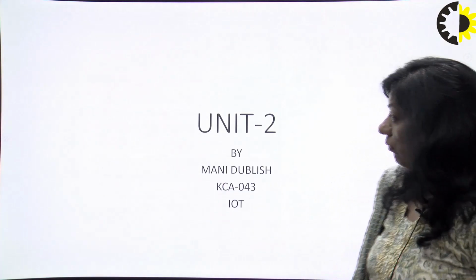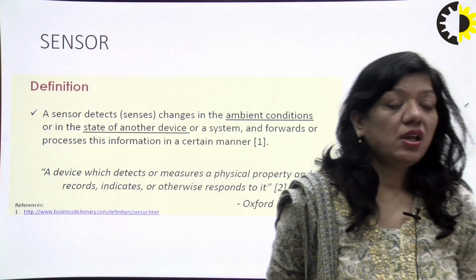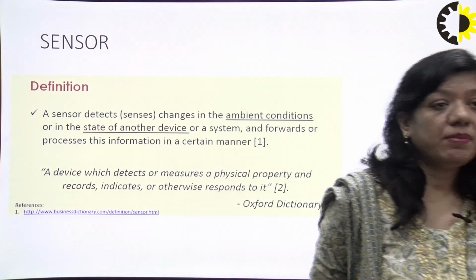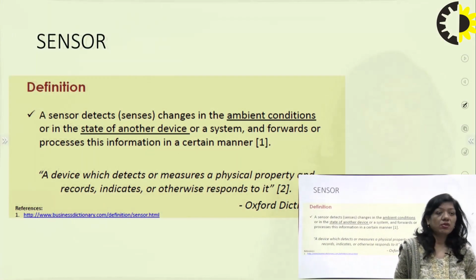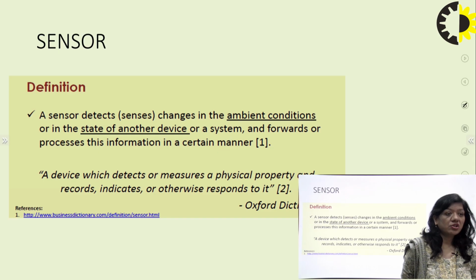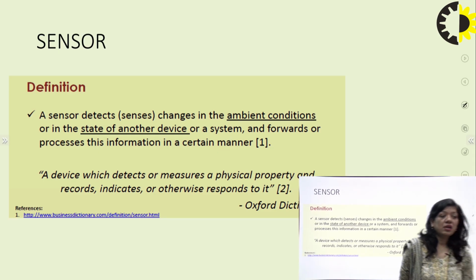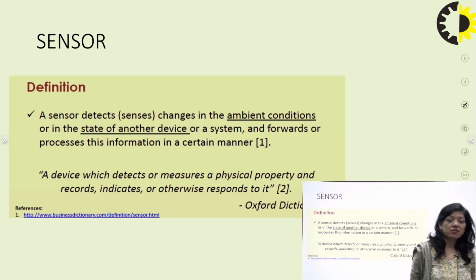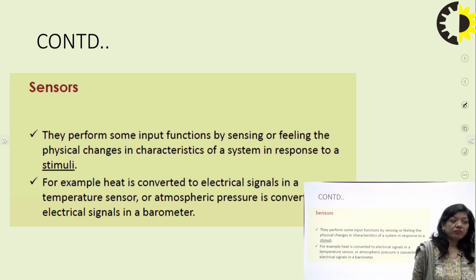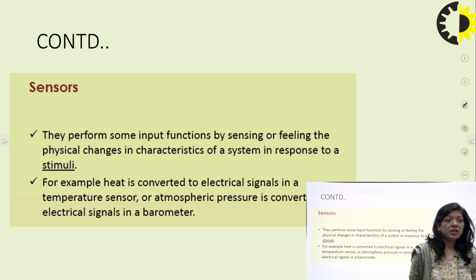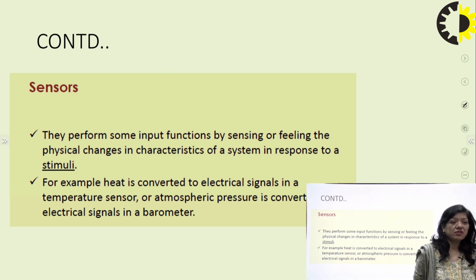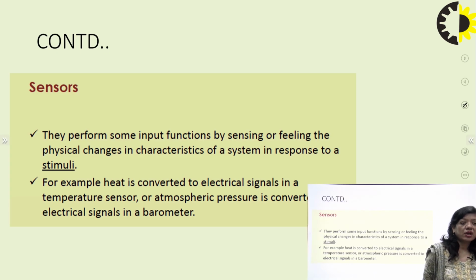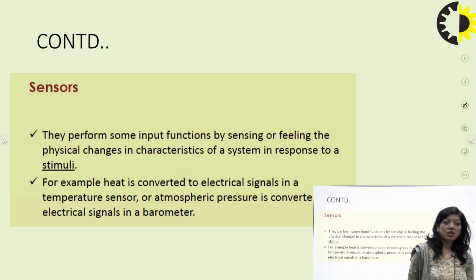So what is a sensor? A sensor basically detects or senses changes in ambient conditions or in the state of another device or system, and forwards or processes this information in a certain manner. In technical terms, we can say it is a device which detects or measures a physical property and records, indicates or otherwise responds to it. So basically, a sensor performs an input function by sensing the physical changes in the characteristic of a system in response to a stimulus. For example, heat is converted to an electrical signal in a temperature sensor, or atmospheric pressure is converted to an electrical signal in a barometer.